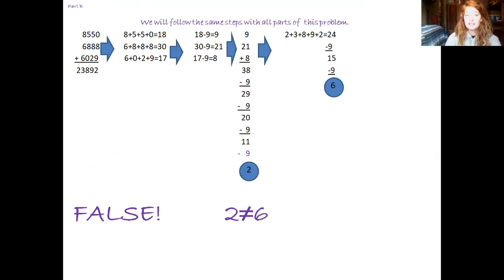Let's move on with the sums from those problems. 9 plus 21 plus 8 is 38. Minus 9 gives you 29. Minus 9 equals 20. Minus 9 again equals 11. Then subtract 9 one more time, and it gives you 2. Now let's take the sums from the original problem. 2 plus 3 plus 8 plus 9 plus 2 equals 24. 24 minus 9 is 15. 15 minus 9 is 6. 2 and 6 are not equal to each other, so that proves that this is a false statement.